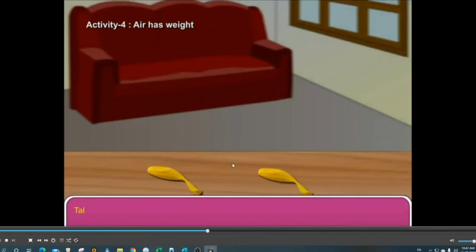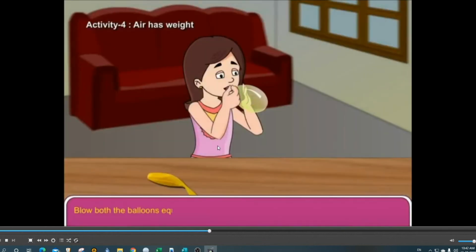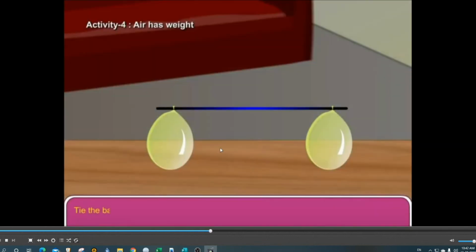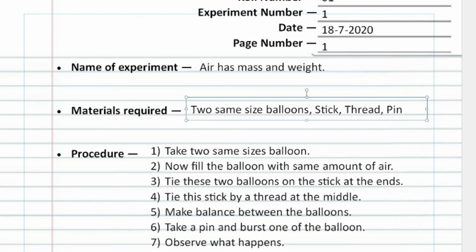Activity 4. Take 2 balloons of the same size. Blow both the balloons equally. Tie the balloons on the 2 sides of a stick. Tie a thread in the center of the stick and hold it. These are the points from the activity. You have to write them down here. First you have to write down the materials: 2 same size balloons, stick, thread, pin. These are the materials required.